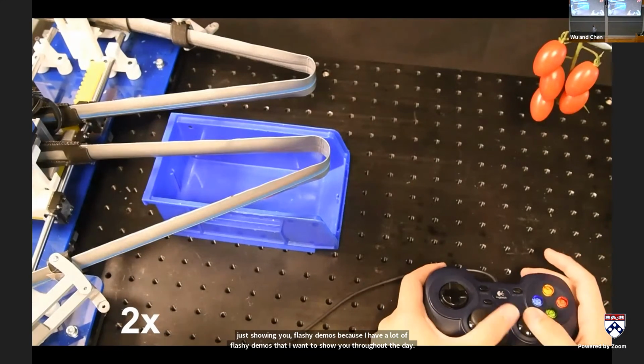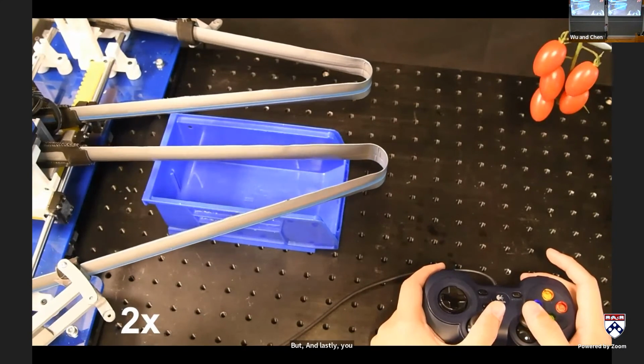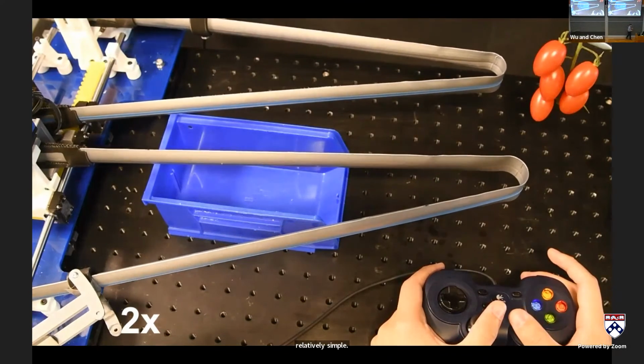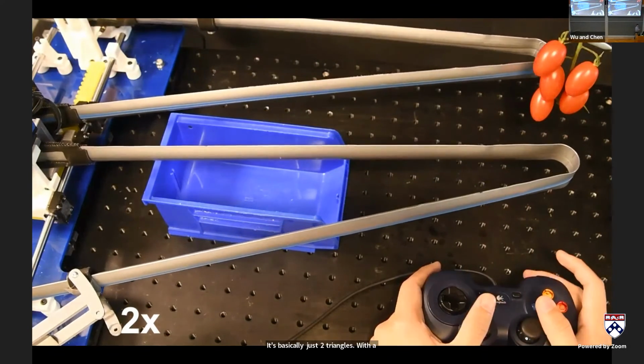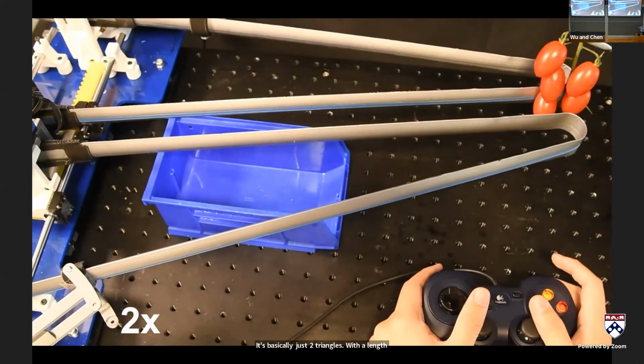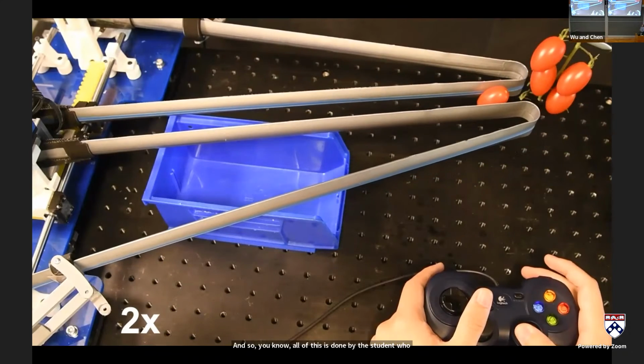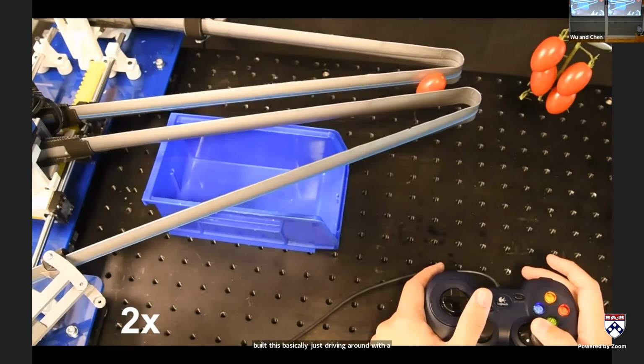And lastly, the kinematics of this are relatively simple. It's basically just two triangles with a length constraint, and then you can change that overall length. And so, all of this is done by the student who built this, basically just driving it around with a joystick and grabbing objects and doing all the demos that I just showed.